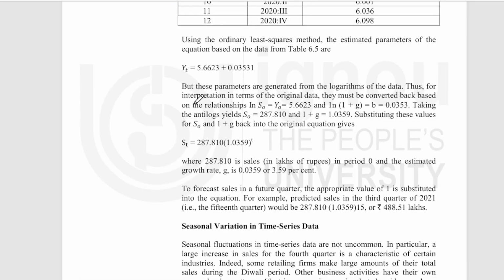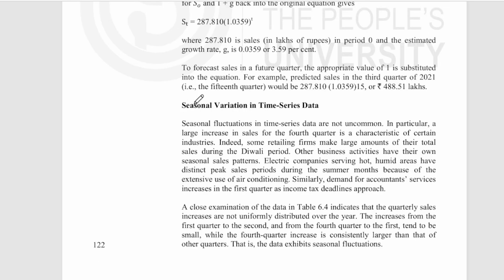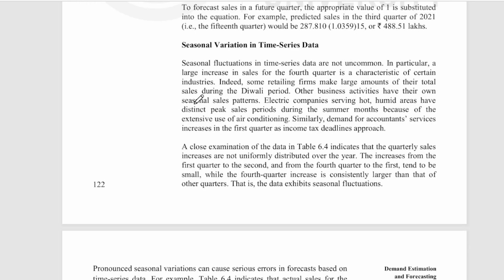Seasonal variation in time series data: seasonal fluctuations in time series data are not uncommon, and in particular a large increase in sales for the fourth quarter is a characteristic of certain industries. Indeed, some retailing firms make a large amount of their total sales during the Diwali period, and other business activities have their own seasonal sales pattern.